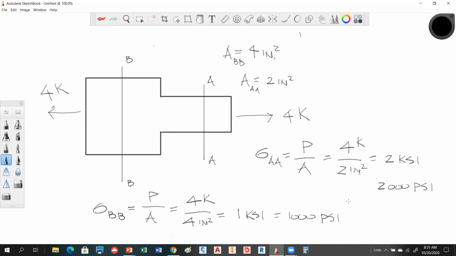So what is the limiting piece of the material here, at section AA or section BB? Which is more limiting? Anybody know? Which has the higher stress level, section AA or section BB?